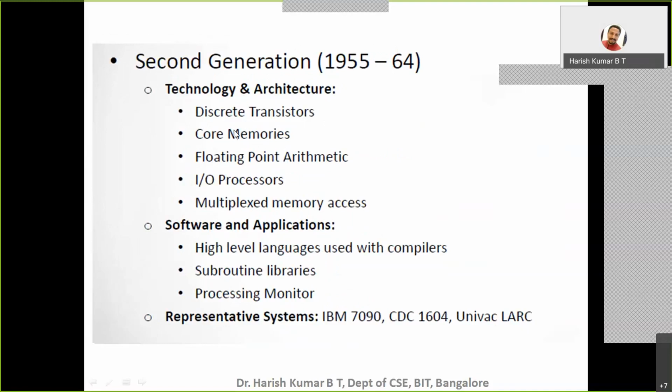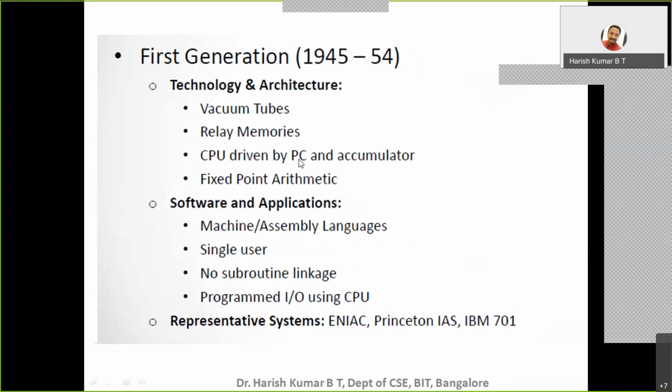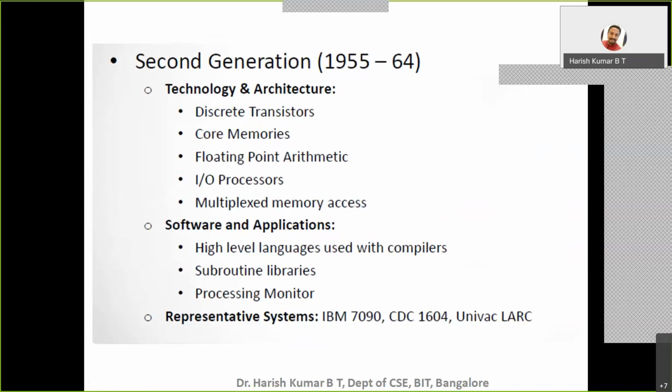All these transistors, diodes, and magnetic core memories were interconnected using printed circuit boards. PCB was used in order to interconnect all these components. But in first generation computers, there was no PCB. All the vacuum tubes and relay memories were interconnected using insulated wires. In the second generation, the PCBs came into the picture. What kind of PCB again? Only single layered PCBs. And all these transistors, diodes, and core memories were interconnected using the printed circuit board.